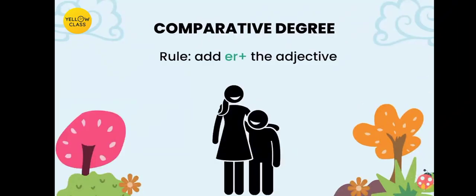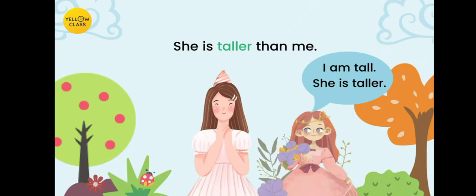Let's look at comparative degree now. The situation where we actually compare between two things. What is the rule? We have to add ER with the adjective. Alright, she is taller than me. What's happening here? This little girl is comparing herself with another girl and she's saying that girl is taller than me. Right? So what we did, we added ER with the word tall and we converted it into comparative degree.